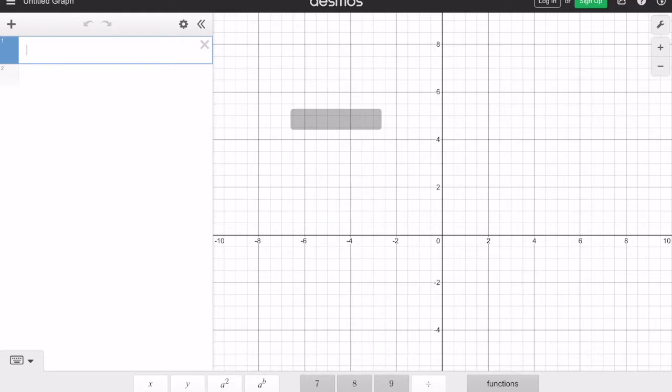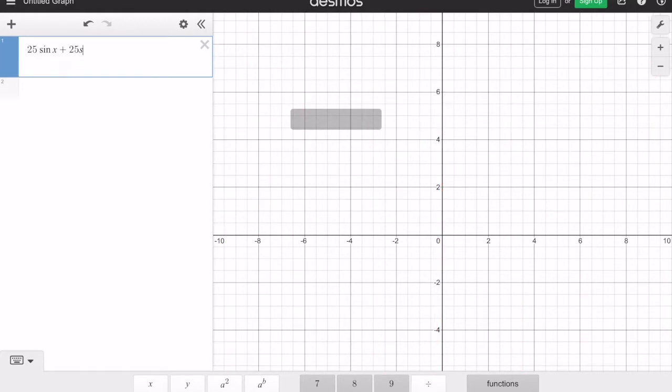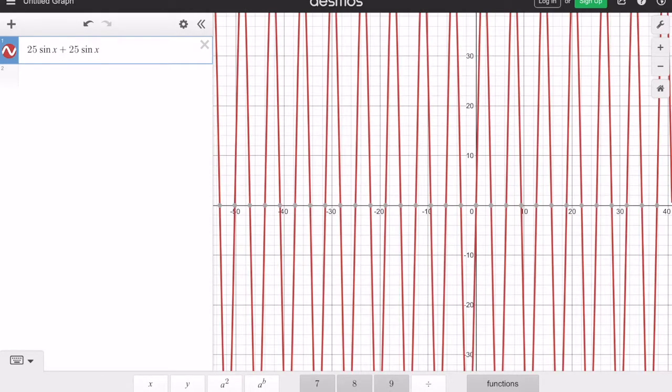We're going to graph our function as 25 sine, I'm going to use x because I don't have a theta button, plus 25 sine x cosine x. That was our function, right? There's an error. Why is there an error?